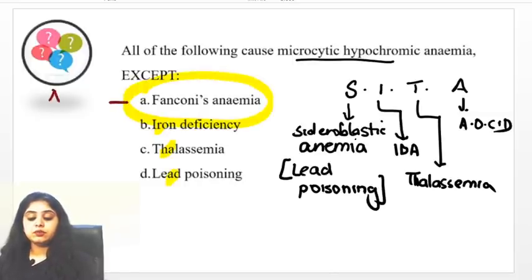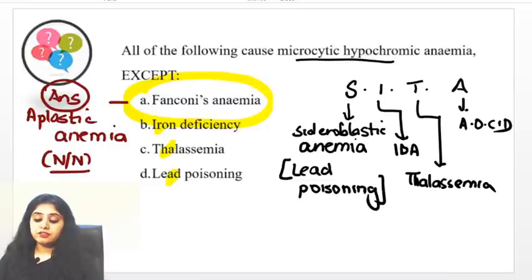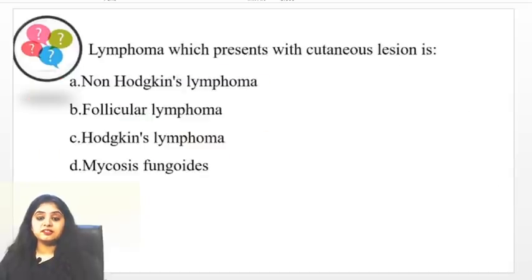The answer to this question is Fanconi anemia. This is a type of aplastic anemia, which is normocytic normochromic. So yes, we are going very rapid. I hope everyone is keeping in sync with it, because in the exam coming up tomorrow, we have to waste minimum time.